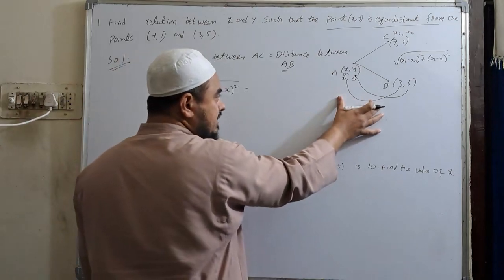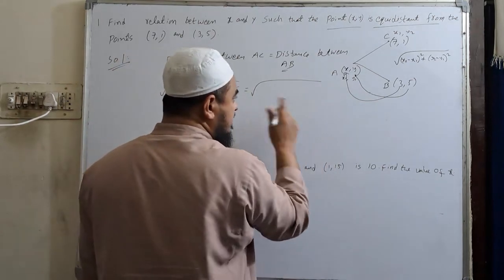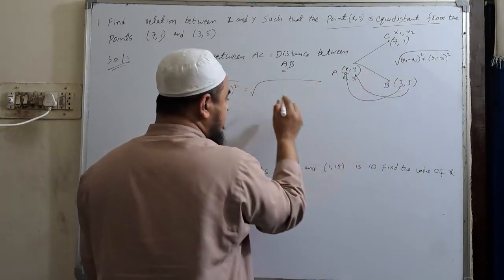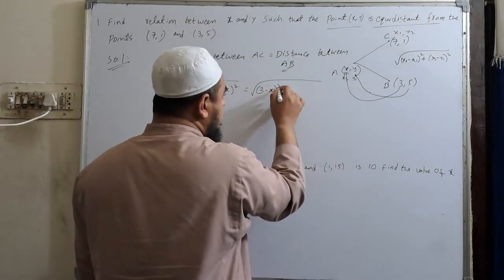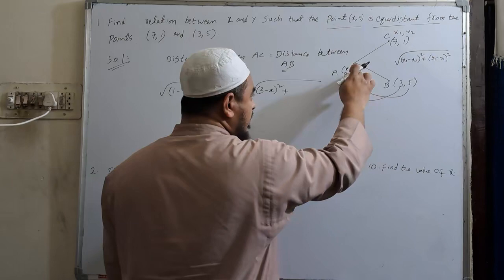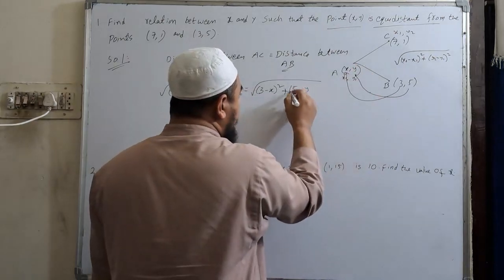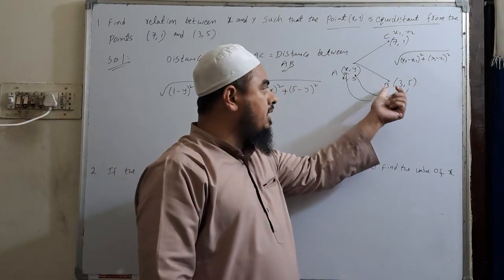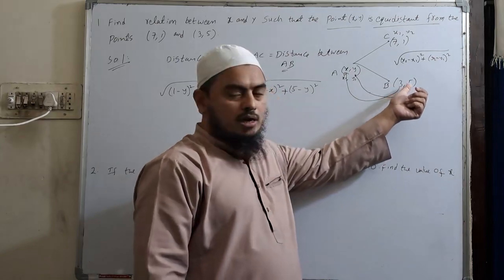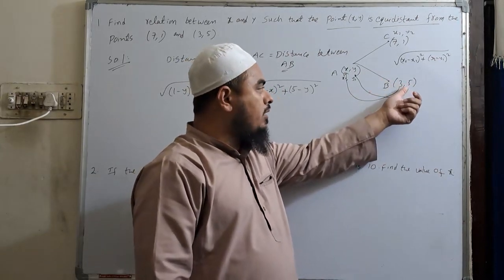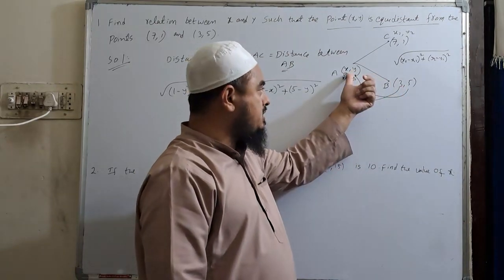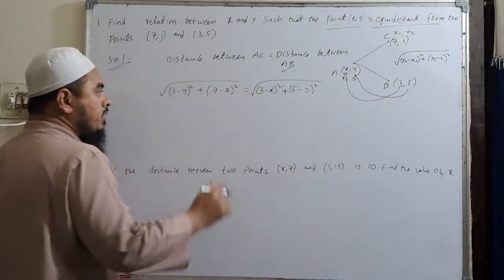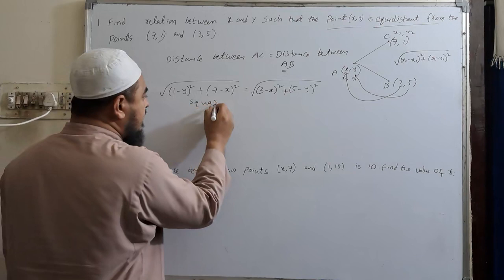Now for finding the distance AB, we take the square root again, and we have x2 minus x1, that is 3 minus x, whole square, plus y2 minus y1, that is 5 minus y, whole square. So x2 here is 3 and y2 is 5, since we are finding the distance between AB. So we have 3 minus x, with x1 being x, and 5 minus y, with y1 being y, whole square.